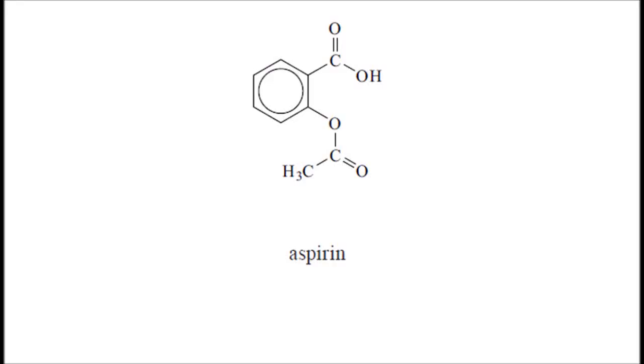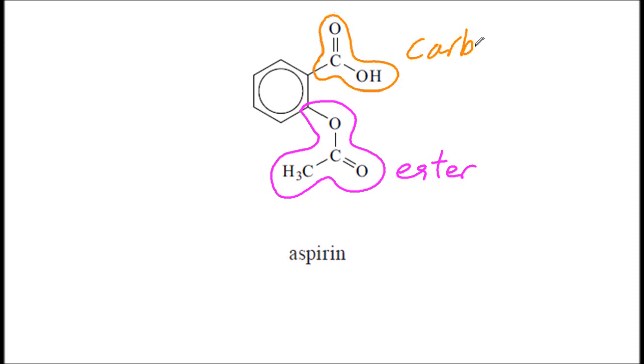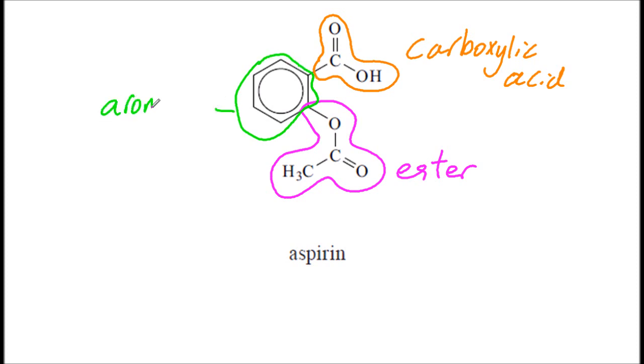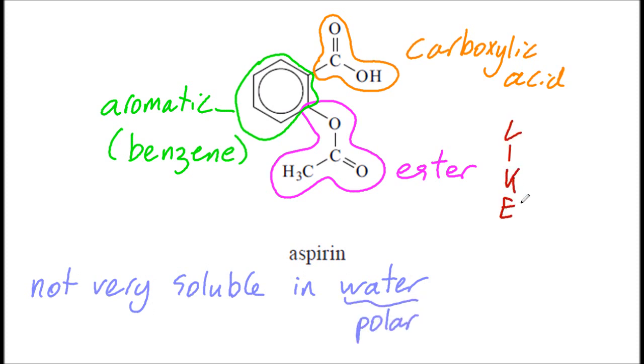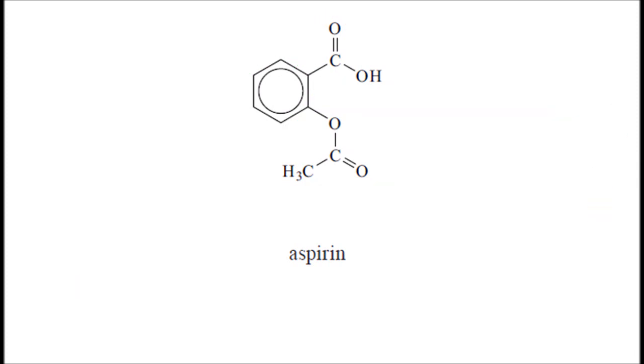The IB wants you to know two examples, the first of which is aspirin. That has an ester functional group there, a carboxylic acid functional group, and that's a benzene or an aromatic functional group. So overall, this molecule is not very polar. The carboxylic acid may have a little polarity to it, but this isn't very polar, so it's not going to be very soluble in water. Like dissolves like, water's polar. This isn't very polar. They're probably not going to dissolve, these aspirin.